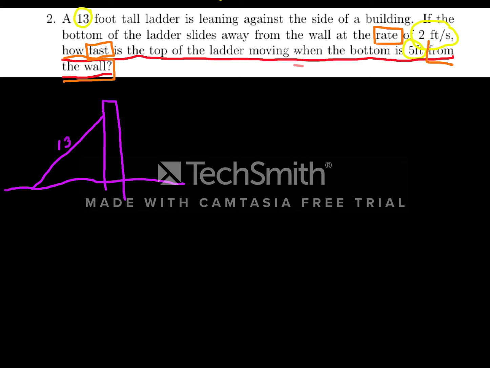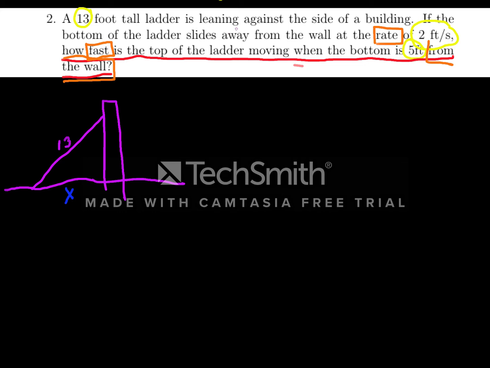If the bottom of the ladder slides away, we know that something is changing at a rate of 2 feet per second. And so we're going to have to decide to introduce some variables here. So let's go ahead and, since we want to talk about the distance of the ladder from the base of the wall, that's going to be something that varies. And I'll, just for simplicity, call this x.